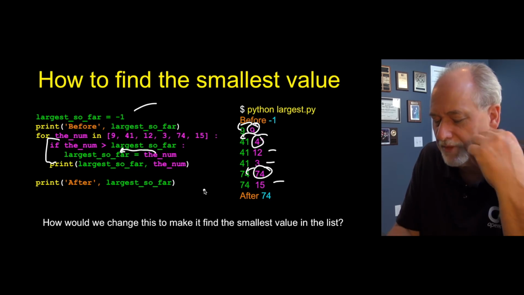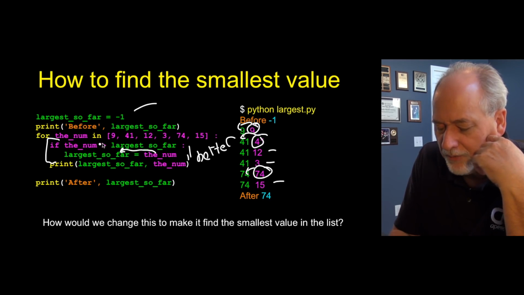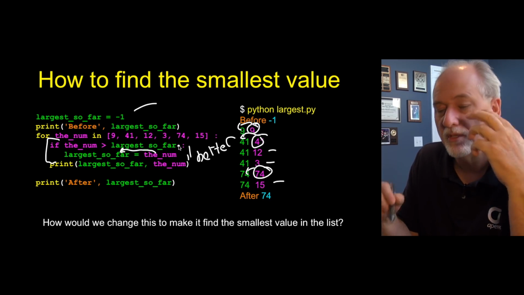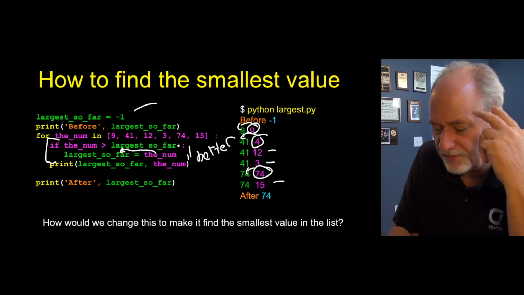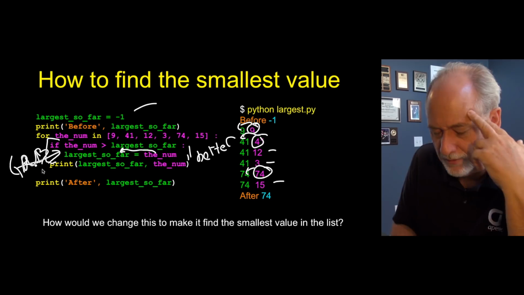So you could think of this as better. When the number we're looking at is greater than our working hypothesis of the largest, we grab it because it's better. So this line right here is the grab line. Grab it, okay?